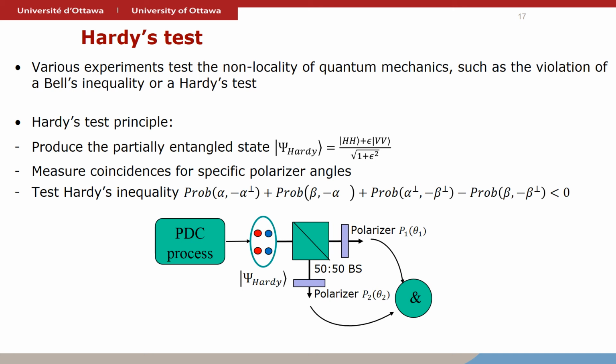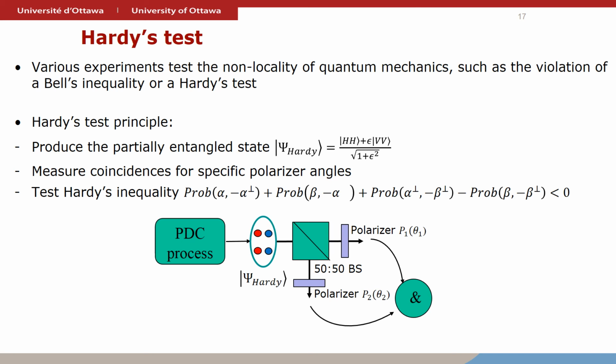Various experiments test the non-locality of quantum mechanics, such as the violation of a Bell inequality using a maximally entangled Bell state, or the Hardy test using partially entangled states. The way the Hardy test works is the following. A parametric down-conversion process will produce a two-photon state, which will be in the partially entangled state psi Hardy, which is equal to HH plus epsilon VV divided by the square root of 1 plus epsilon squared.